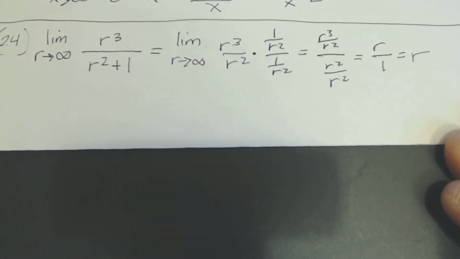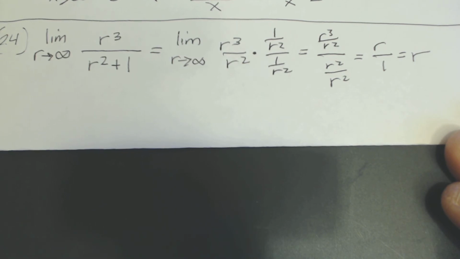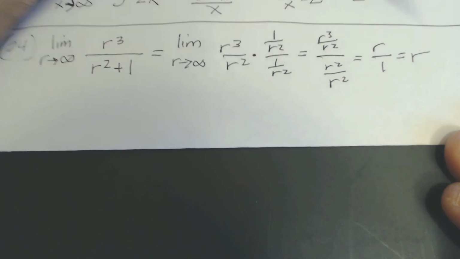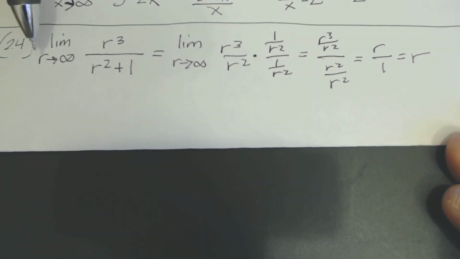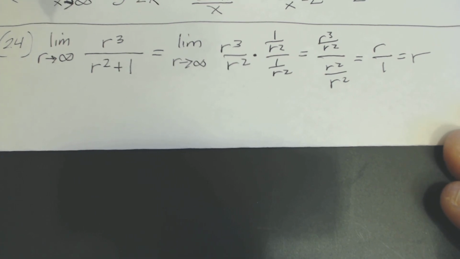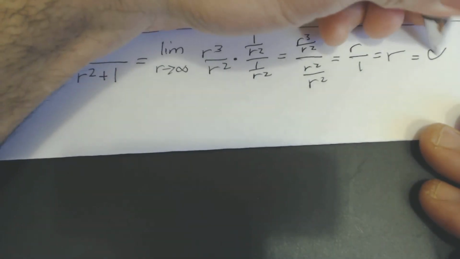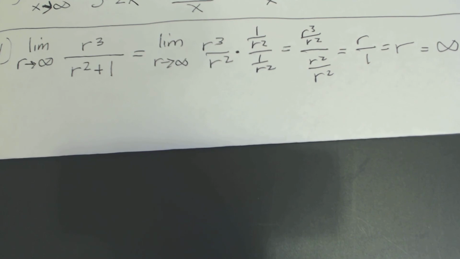And so that's why you don't apply it unless the denominator has the same or a bigger power than the numerator in a rational function. So in this case, because we basically just have r and we're looking at the limit as r approaches infinity of r, I'm pretty sure the limit is going to be infinity, and so that is going to be our answer here.